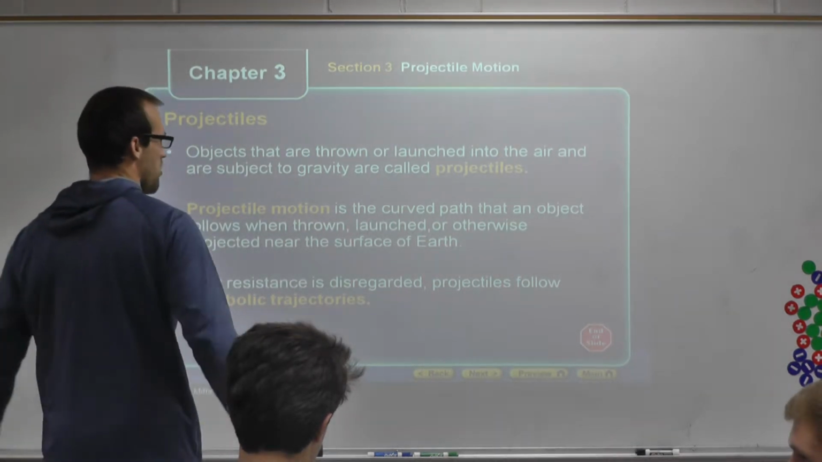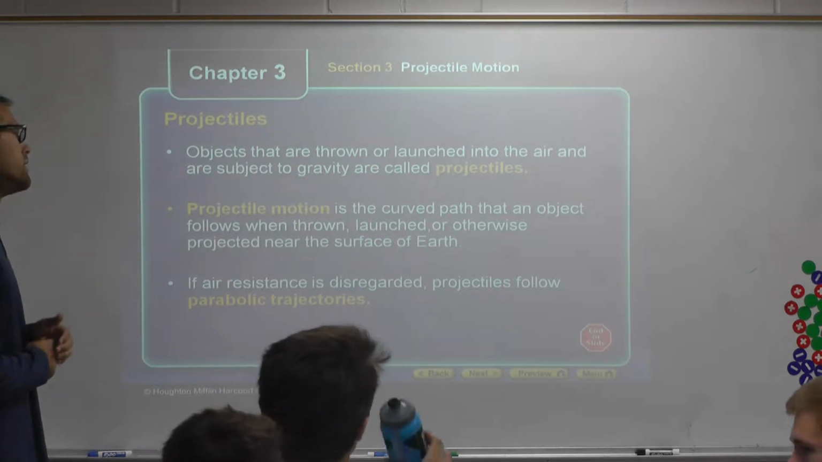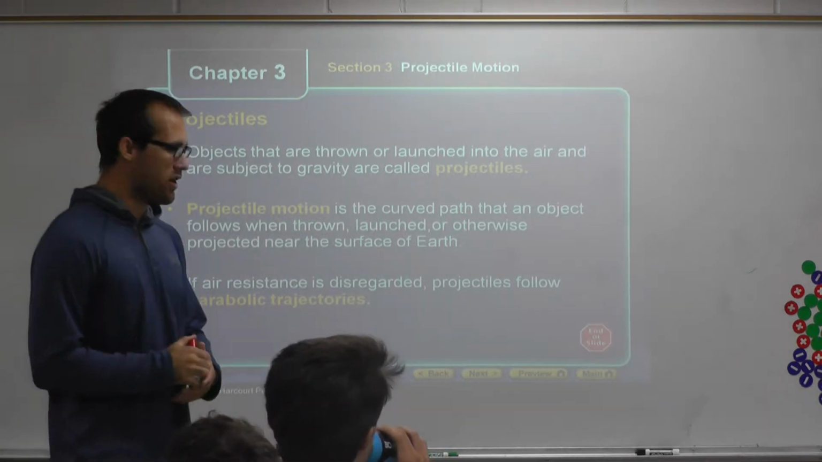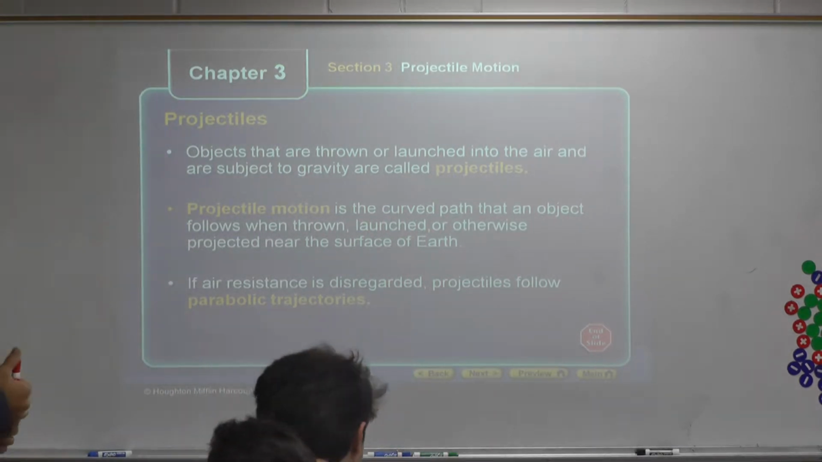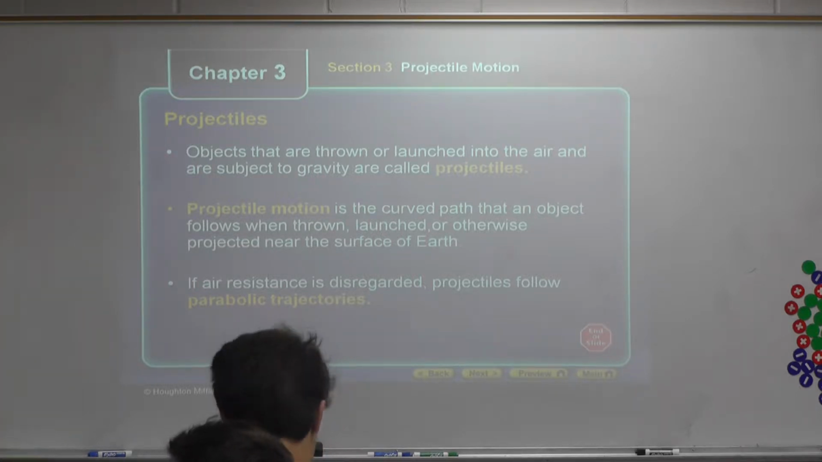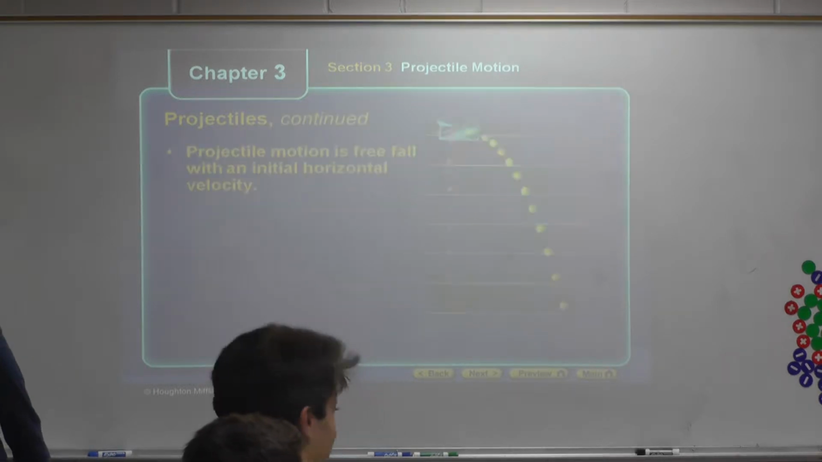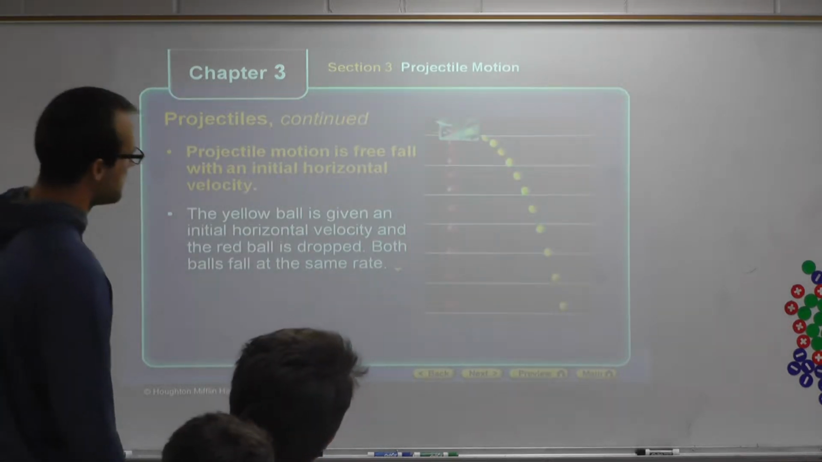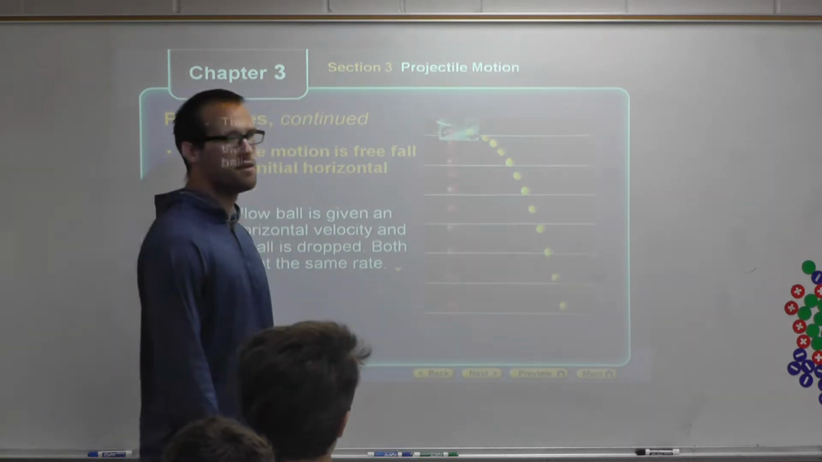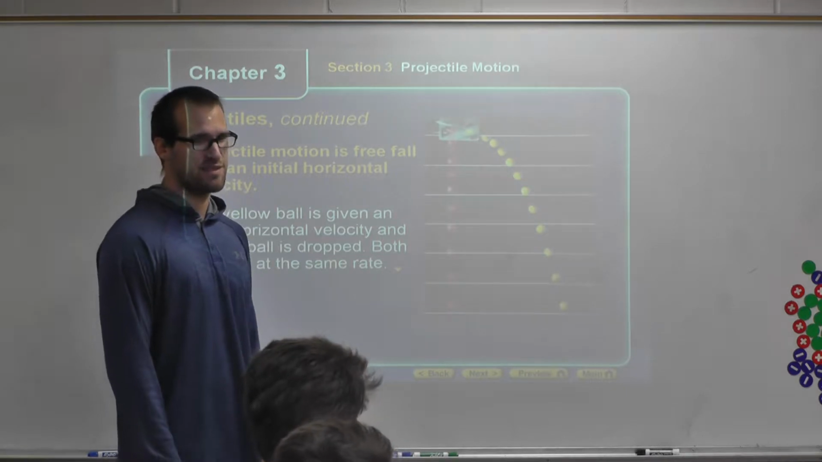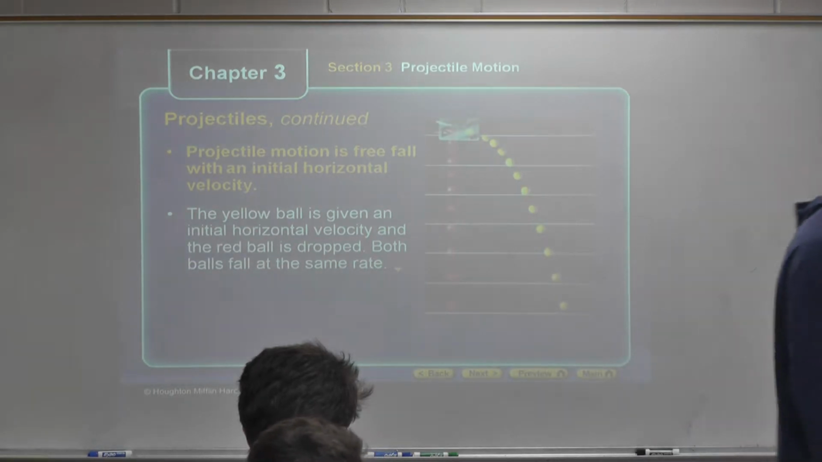Objects that are thrown or launched into the air and are subject to gravity are called projectiles. That's what we call them. Assuming you're in a vacuum, your projectile motion will always be a parabolic motion. You guys know what a parabola is, right? Okay, alright, so here is your example. Drop it, shoot it horizontally, it will land at the same time because it's accelerating towards the Earth at the same rate in both situations.